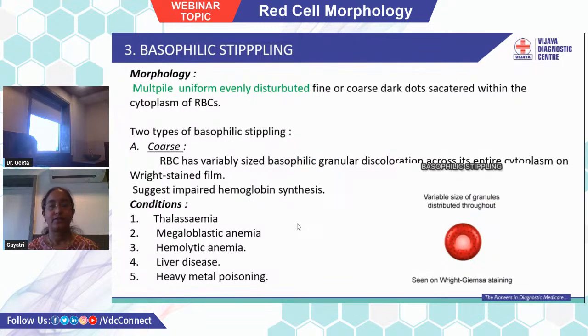Coming to the third one, basophilic stippling. They are multiple and uniformly distributed in cells. They can be either fine or coarse, dot-like things. Coarse ones have a variable-sized basophilic granulation across the entire cytoplasm. They suggest impaired hemoglobin synthesis. They are seen in thalassemia, heavy metal poisoning like lead, hemolytic anemia, megaloblastic anemia, and liver diseases.